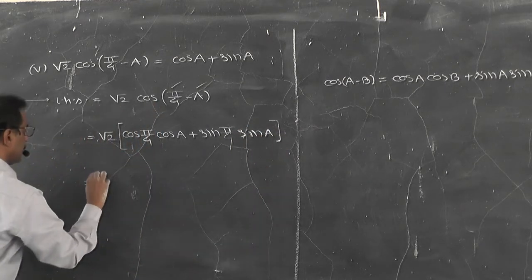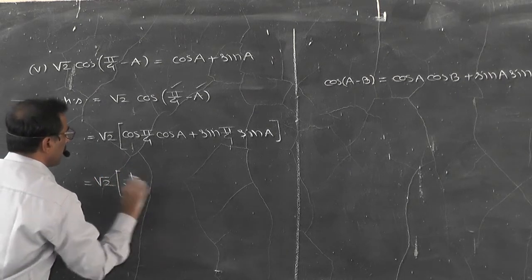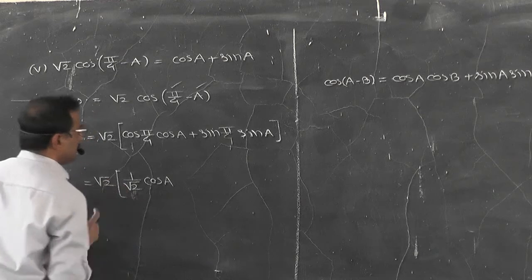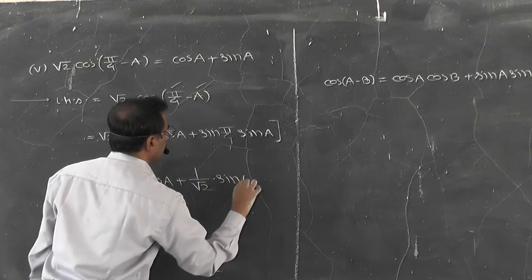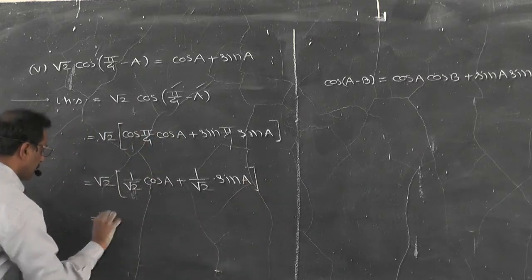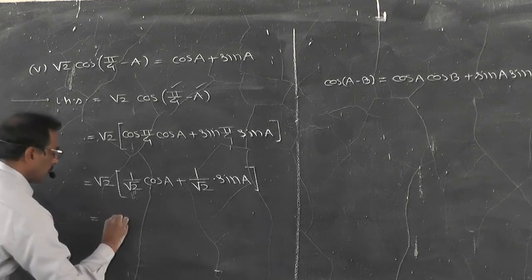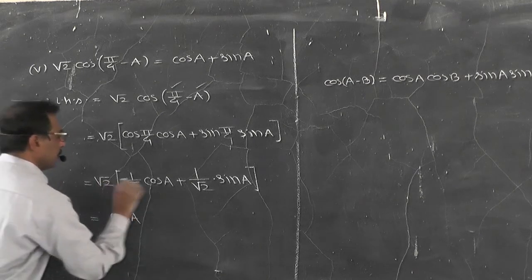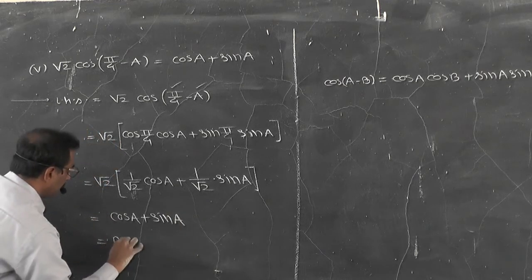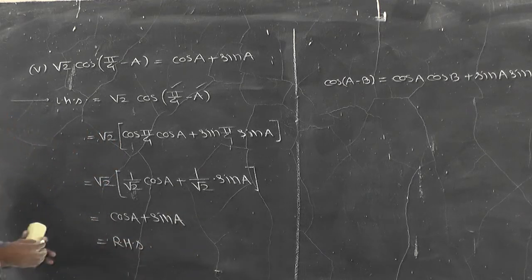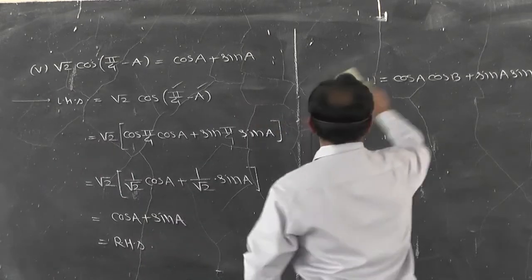This bracket close is equal to root 2 into (cos pi by 4 is 1 by root 2) into cos A plus (sin pi by 4 is 1 by root 2) into sin A. Now if we multiply inside, root 2 and root 2 get cancelled. What we are getting here? It is cos A plus sin A. I think it is your required result. This problem is convenient and simple. Take LHS and prove RHS, all formulae by using this one.